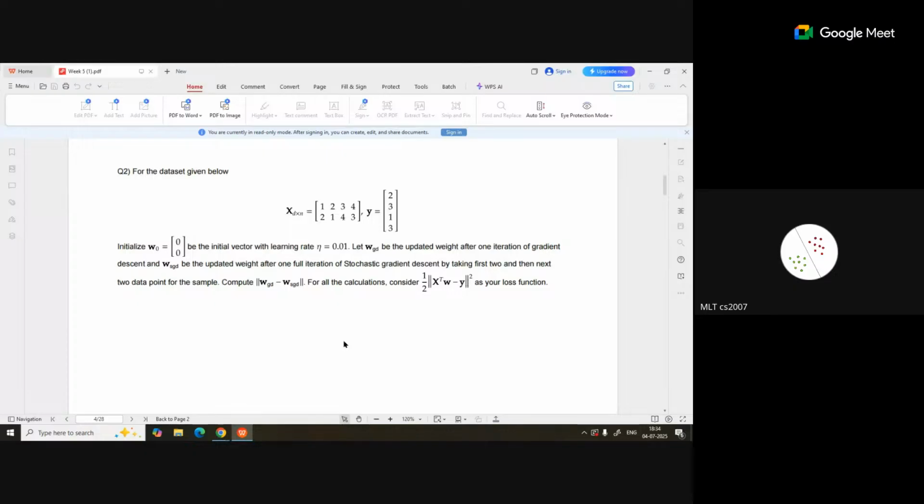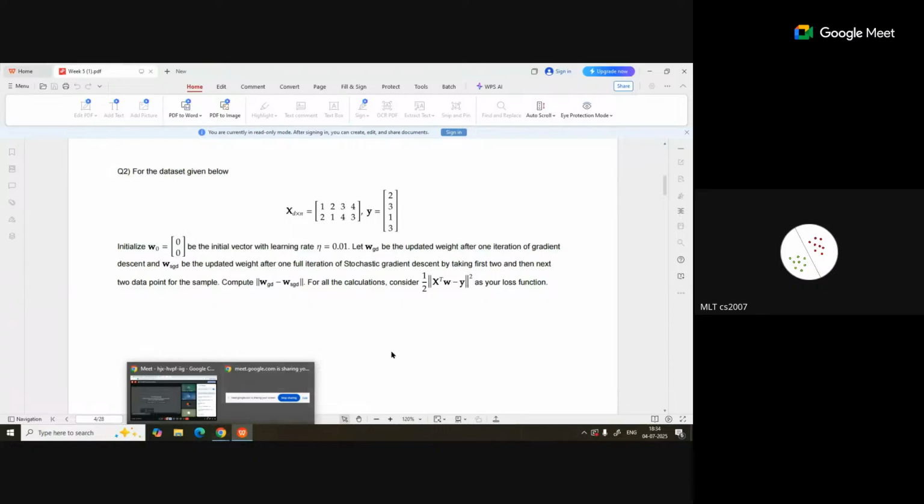But what is del f of w here? What is the function here? F of w is your squared error loss, right? And then you take the gradient of it with respect to w. I hope you remember that formula.